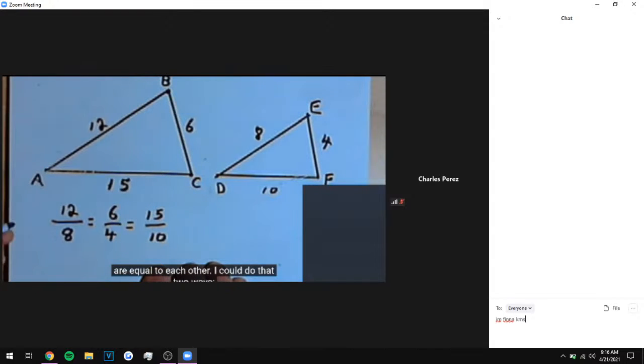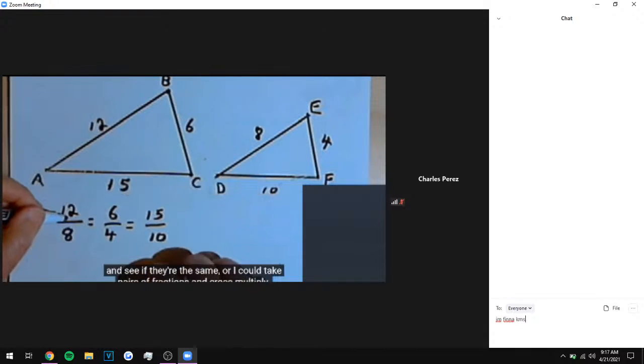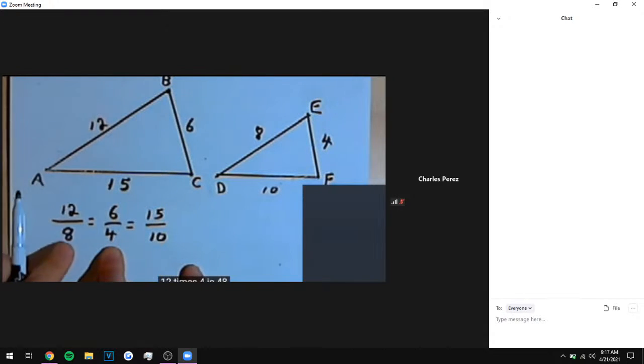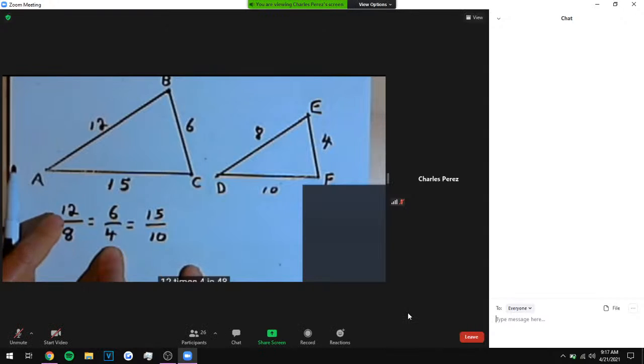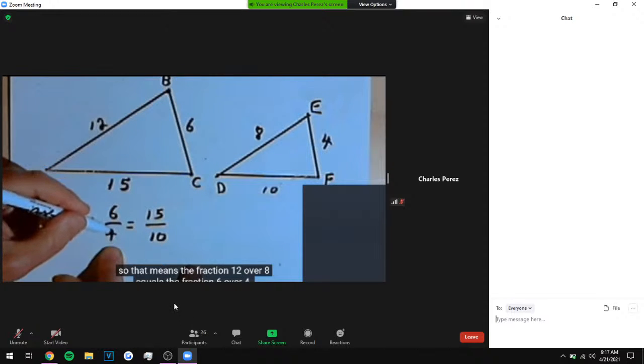I could do that two ways. I could reduce each of these fractions, each of these ratios, and see if they're the same. Or I could take pairs of ratios and cross-multiply. So let's take a look at that, because they look like fairly easy numbers to use. 12 times 4 is 48, and 6 times 8 is also 48. So that means the fraction 12/8 equals the fraction 6/4.